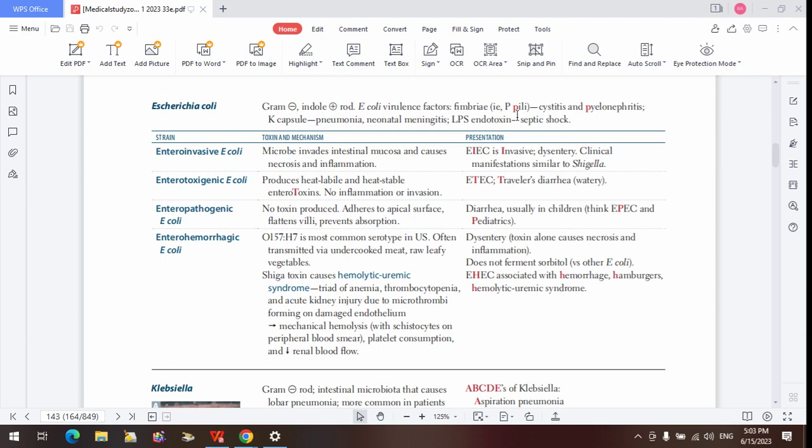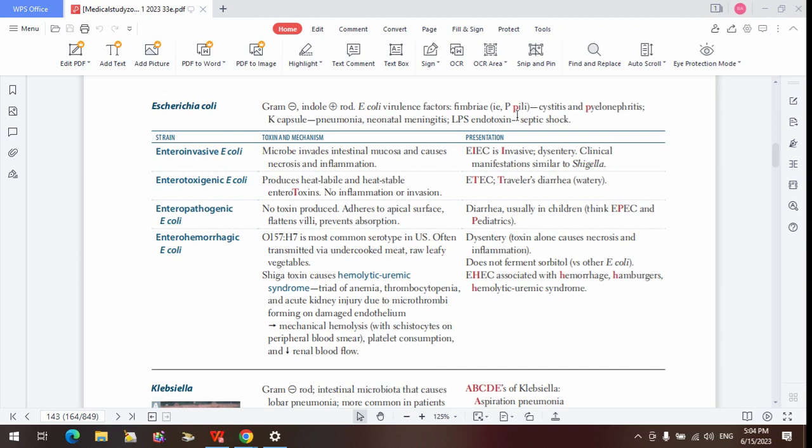So we've talked about it. That capsule will help it avoid the alveolar macrophages so that it can cause pneumonia, then avoid the microglia so that it can cause neonatal meningitis. Of course, we expect it to cause neonatal meningitis. It's not one of those causes of meningitis in adults like strep pneumo, Neisseria, or Haemophilus. Listeria, E. coli, and group B streptococcus cause neonatal meningitis. The last one is the LPS endotoxin that explains the septic shock that they have.